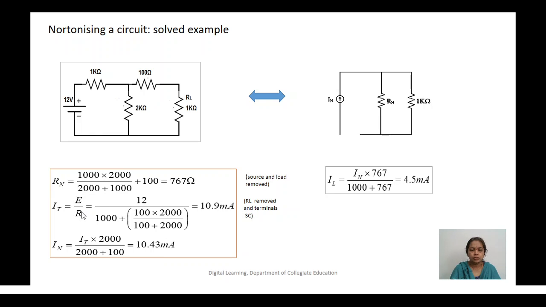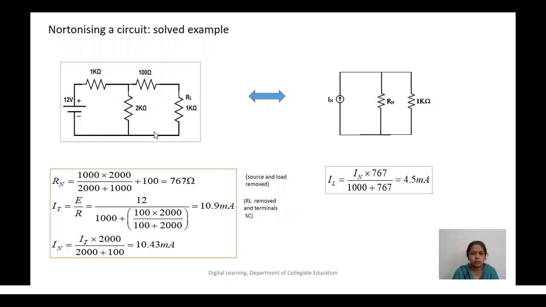Now to find Norton current, we will first find the main current. Main current is given by E by R, EMF divided by resistance, by removing the load and short circuiting the output terminal. So for the second part, we should replace the battery. Battery should be replaced back to its original position. Remove the load and short the output terminals. So suppose these are the two ends. This end needs to be shorted to this. So EMF is now 12 volts.